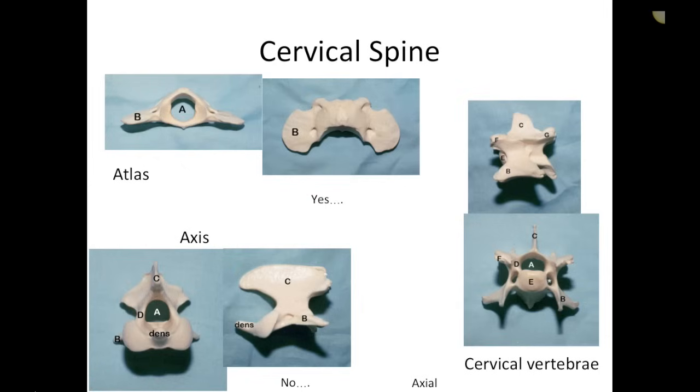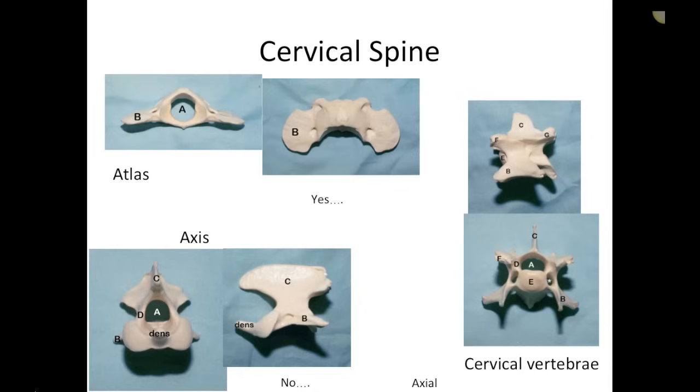The axis is also very different. It has a dens, which is this small process that connects to the atlas, and it also has this very large axe-like transverse process or spinous process, which is unlike any other vertebrae in the body.